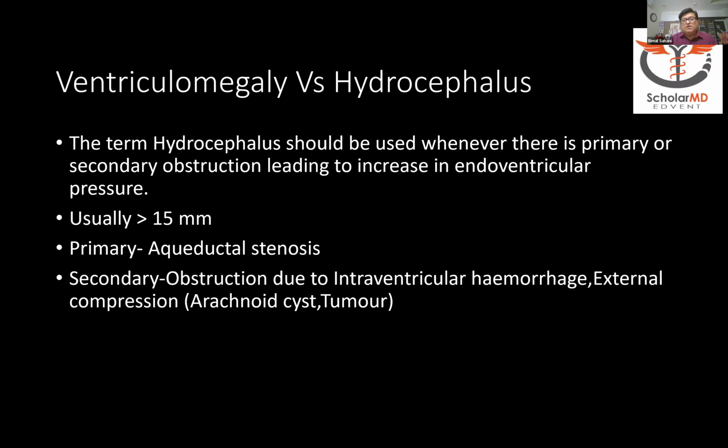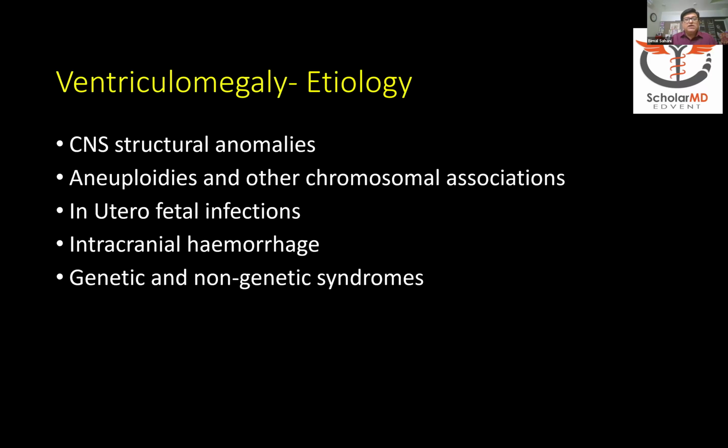Usually they will have severe ventriculomegaly greater than 15 millimeter. The primary cause is aqueductal stenosis. Secondary causes could be obstruction, which happens either within the ventricle, like intraventricular hemorrhage, or external compression that can happen because of arachnoid cyst or tumors.